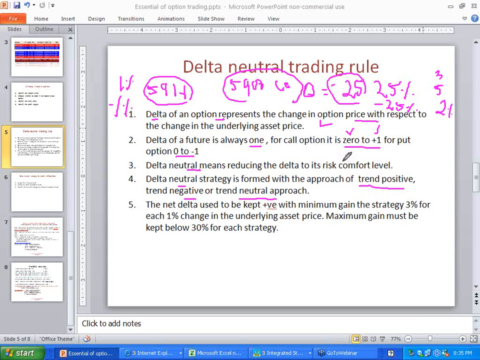This must be kept in mind. Whenever we are forming any strategy, we must form it with respect to a specific objective. Here the objective is that it must be neutral, meaning your risk must be reduced, but it must be taken with a trend positive, trend negative or trend neutral approach.